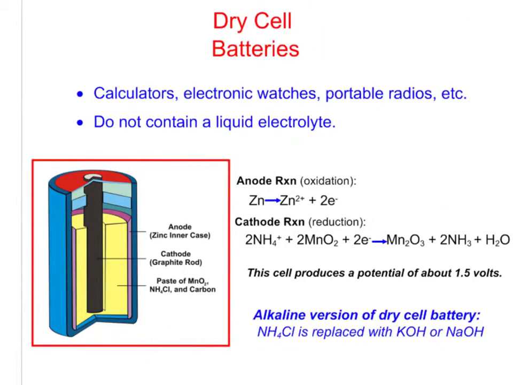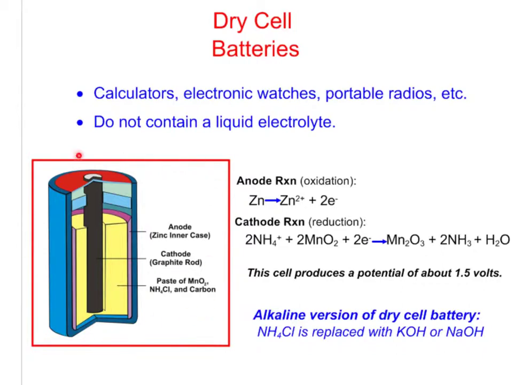So let's take a look at another kind of battery. These are batteries that you are very familiar with. Dry cell batteries. Calculators, electronic watches, portable radios, toys, flashlights, they use these dry cell batteries, right? They're called dry cell batteries because they do not contain a liquid electrolyte. Instead, they have this paste in here.